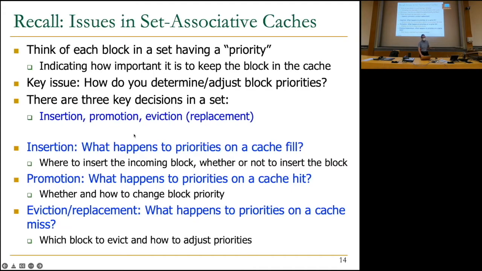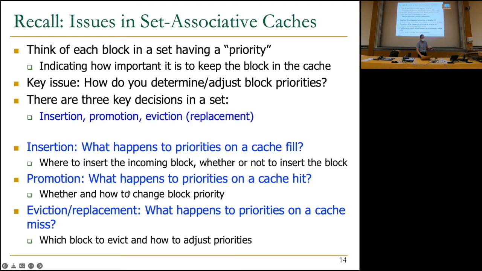Eviction is called replacement. Insertion determines what happens to the priorities of different blocks in the set on a cache fill. Where do you insert the incoming block? Does it become the highest priority, meaning latest to be evicted at that point in time? You even have a choice of whether to insert the cache block into the cache at all. You may just use the data and drop the cache block.